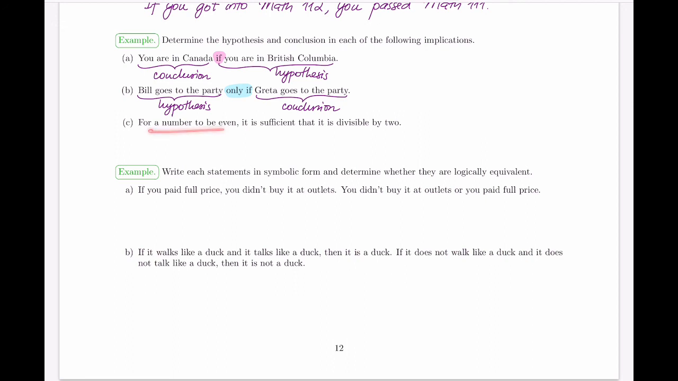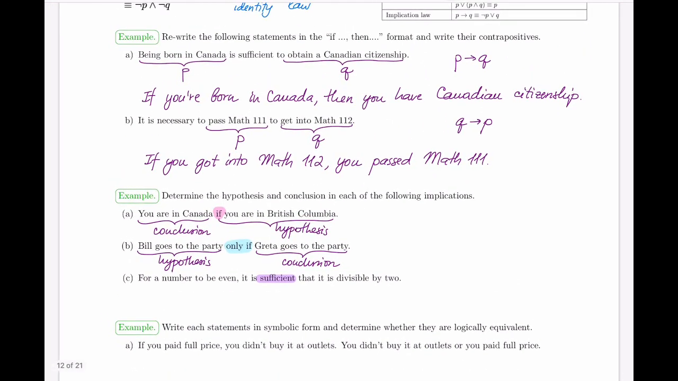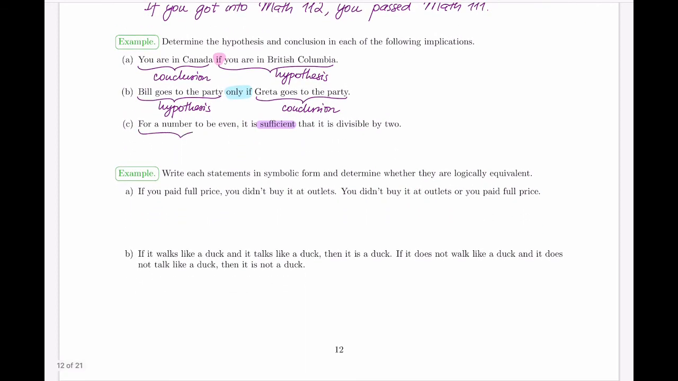For a number to be even, it is sufficient that it's divisible by 2. So now we have yet another form of the if-then statement, the sufficient factor. What do we have here now? I mean, looking back up, you can also cheat a little bit and see what the sufficient actually corresponds to, right? We've already had the example just right above there. So we have that if the number is even, which means that this is our hypothesis, then it's divisible by 2. And this is our conclusion.